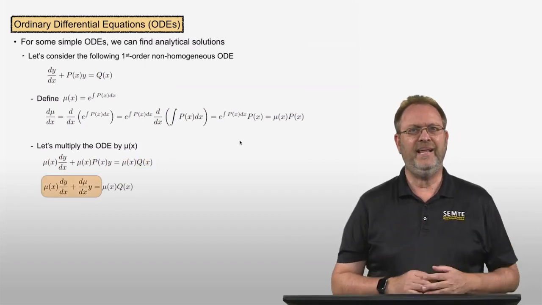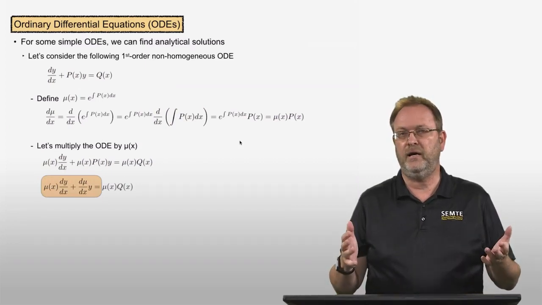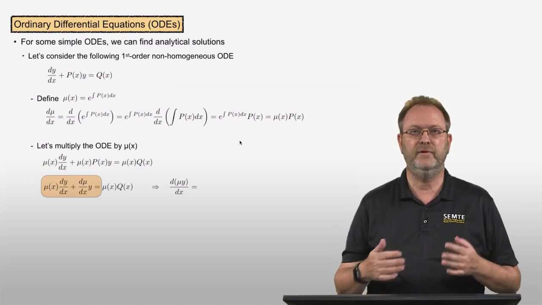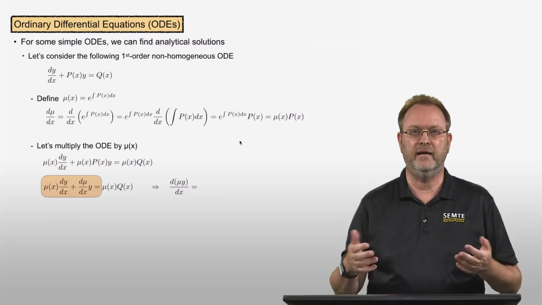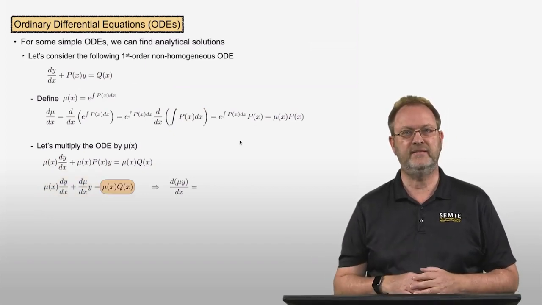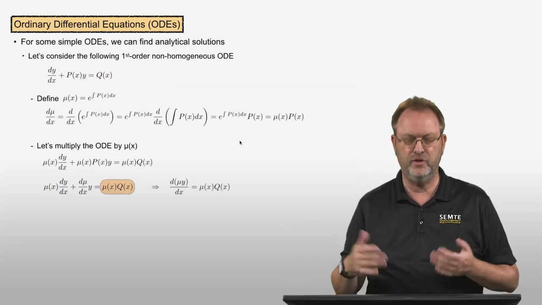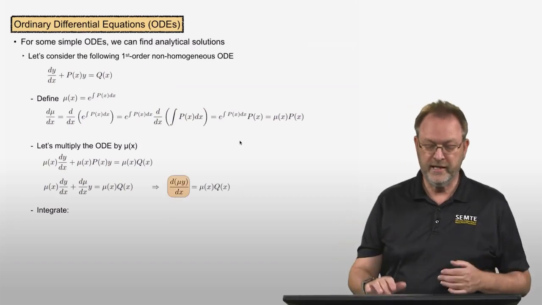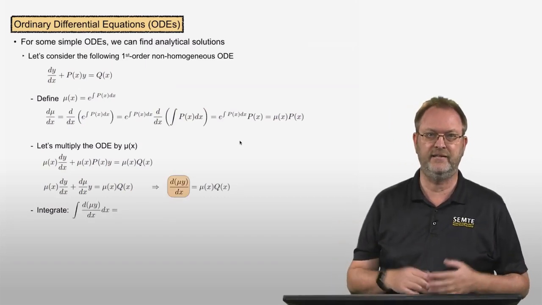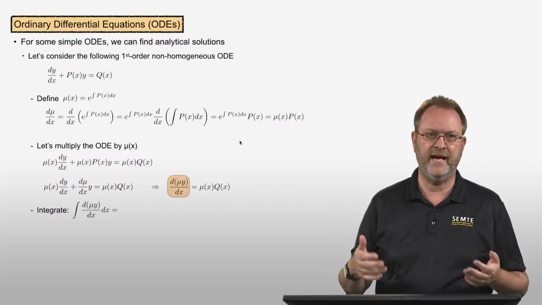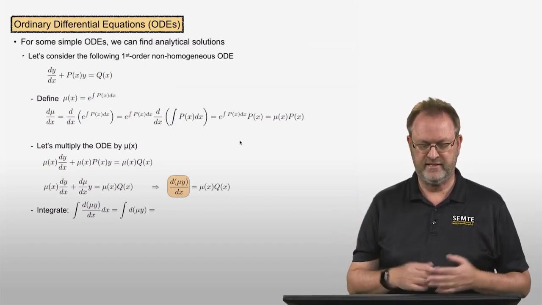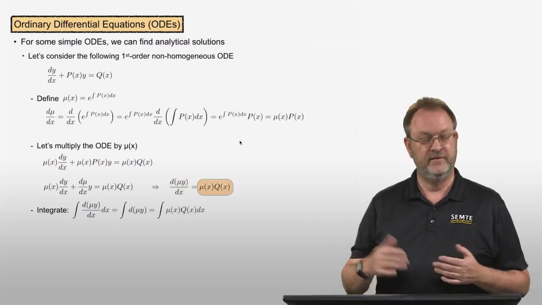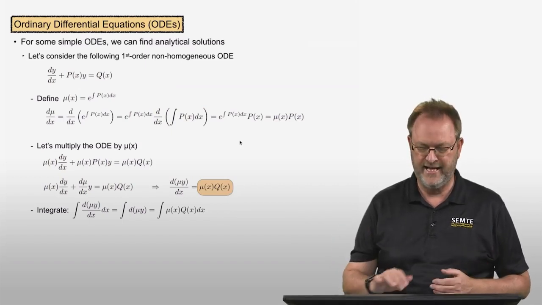So now if you look on the left-hand side here, you'll recognize that we can apply the product rule in reverse. So that is just, on the left-hand side, the derivative of mu times y with respect to x, equal to this right-hand side that is only a function of x, mu of x times q of x. So we can now integrate this. On the left-hand side, the integral of d(mu y)/dx dx is equal to, the dx is cancelled, the integral of d(mu y). On the right-hand side, we have the integral of mu of x times q of x dx.